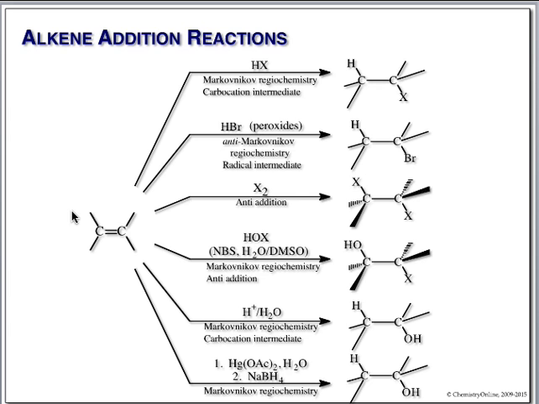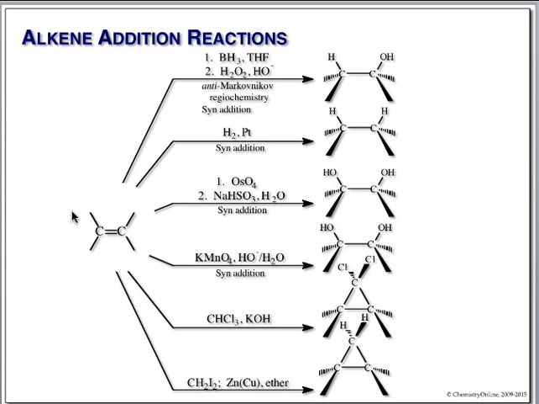X2 is the addition of halogen. We will see that this is anti or trans. You get a 1,2 dihalide. HOX, like hypobromite, hypohalite, is going to be very similar actually to the addition of halogen. Again, we have trans addition. We'll do hydration, where we put a hydroxyl group and a hydrogen on. We'll also do a more civilized hydration using mercuric acetate.